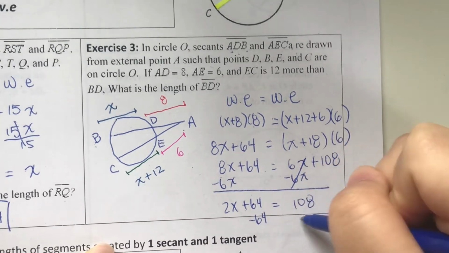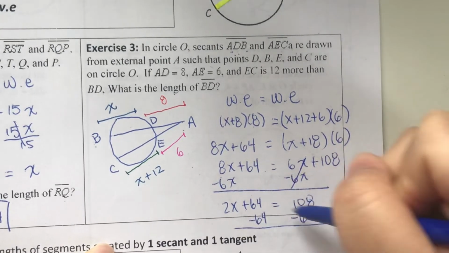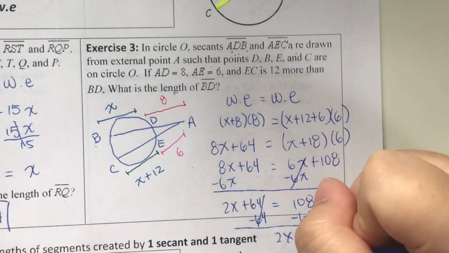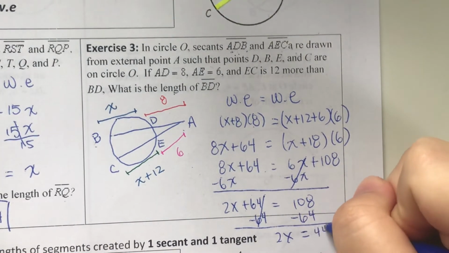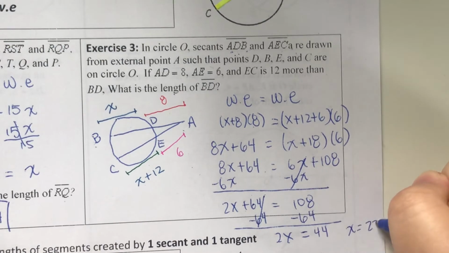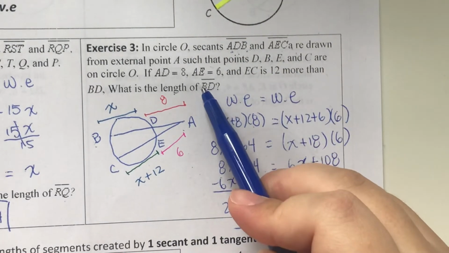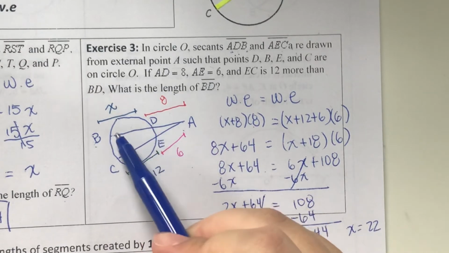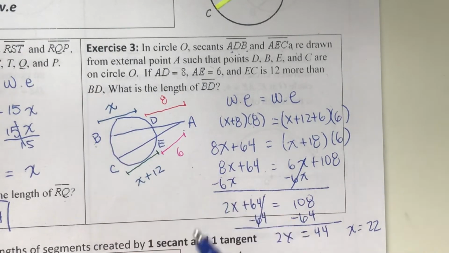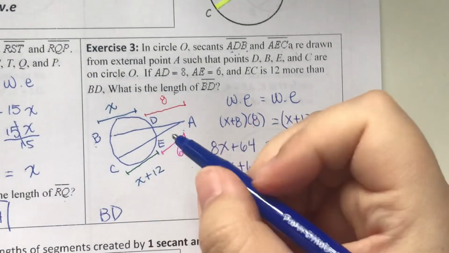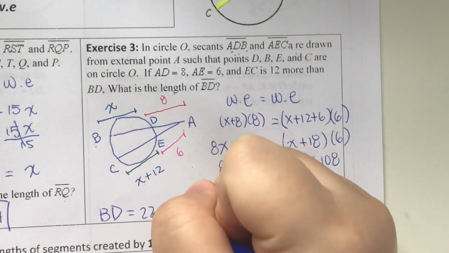Minus 64, I have 2X is equal to 44. Therefore, X is equal to 22. Okay, so now they're asking me for BD. BD is this one right here. Since I marked it as X, therefore that line segment BD is equal to 22.